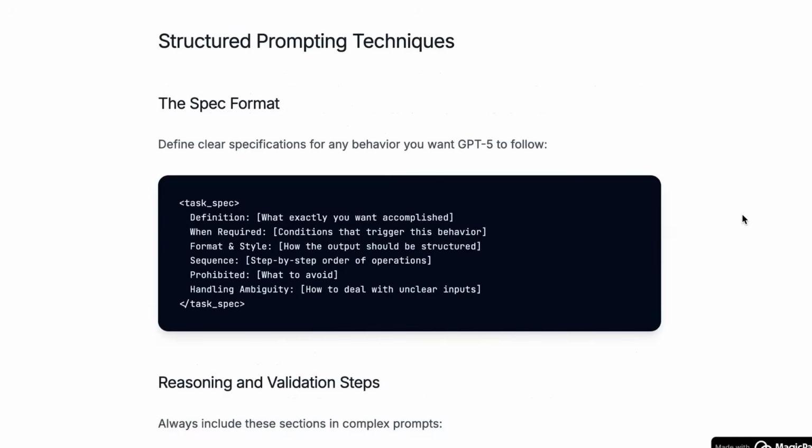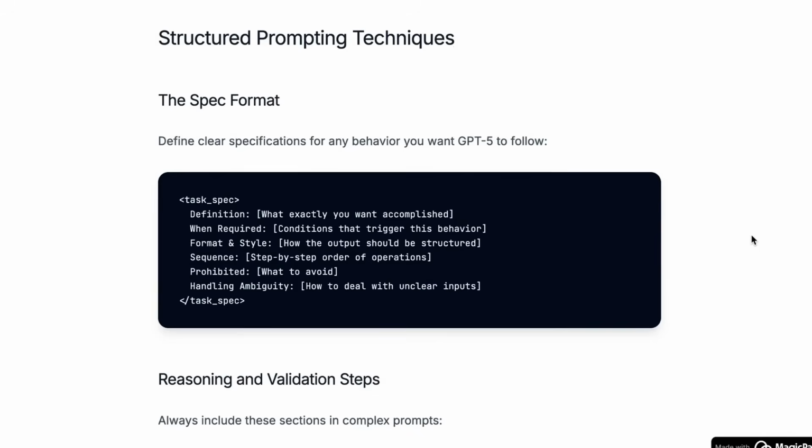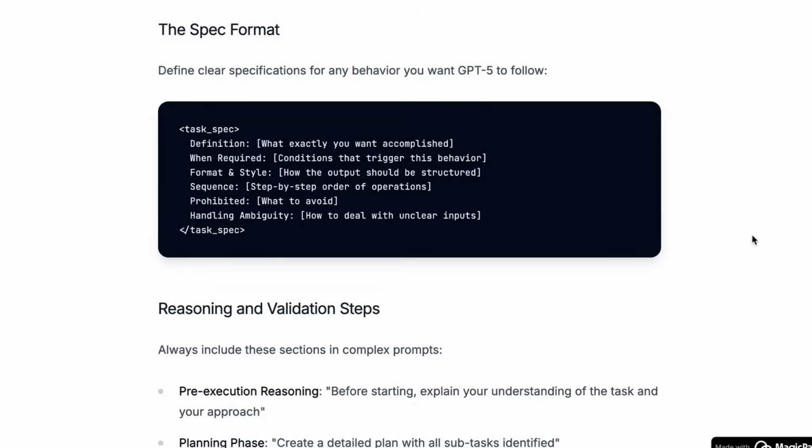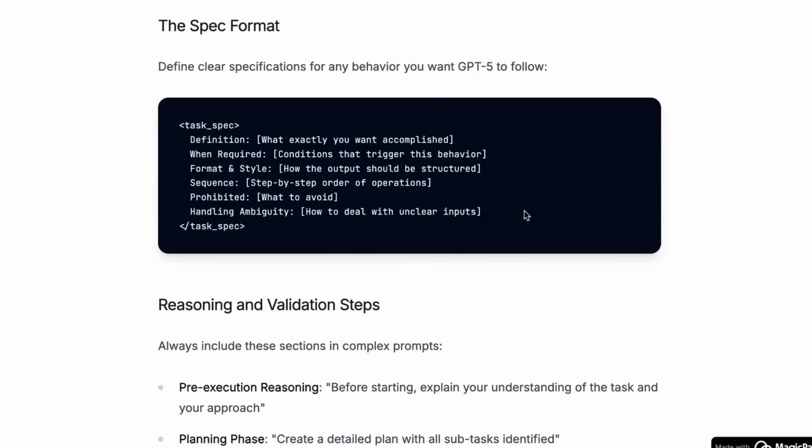This is in fact an entire category of Pietro's prompting guide. He gives a number of different structured prompting techniques, including the spec format, which is sort of like a non-JSON-requiring JSON prompt if you've seen these posts on X. So for example, he suggests a definition of what exactly you want accomplished, when it's required, i.e. the conditions that trigger the behavior, a format and style for the output, a sequence or a step-by-step order of operations, what to avoid and what's prohibited, and how to deal with unclear inputs.